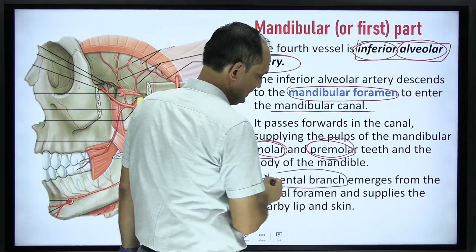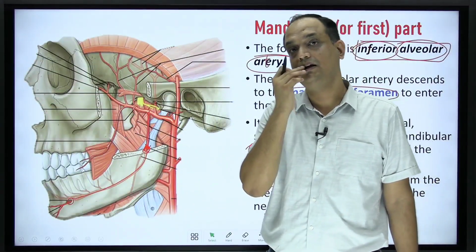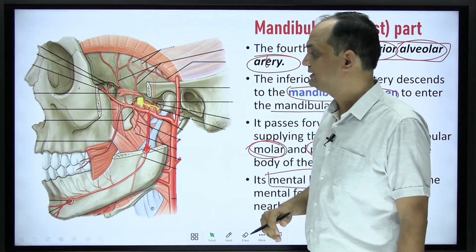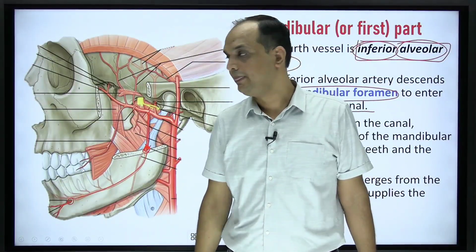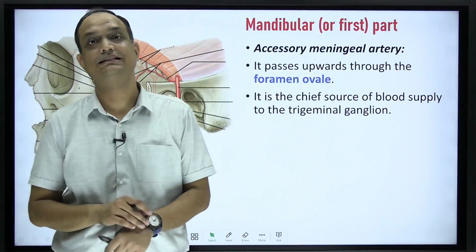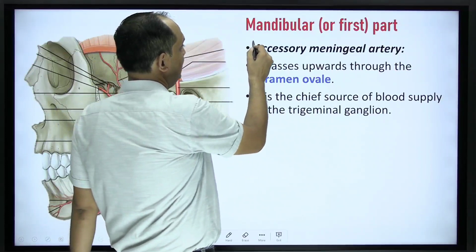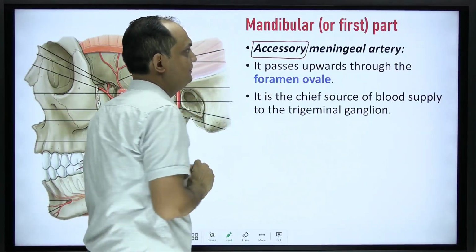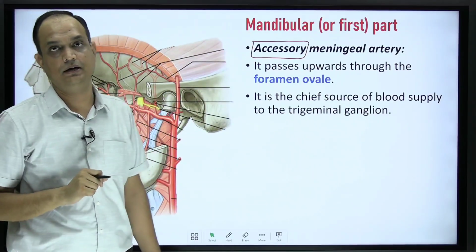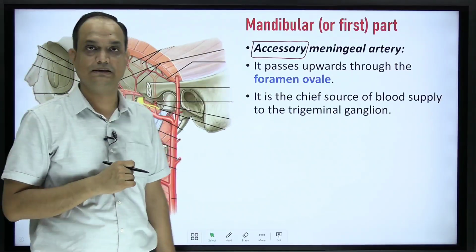come out as a mental branch, and this mental branch supplies the blood to the inner and outer side of the lip and the skin overlying the mental area. Then we have the next branch, known as the accessory meningeal artery. Now this accessory meningeal artery is sometimes a branch of the middle meningeal artery, or sometimes it is a branch of the first part of the maxillary artery.